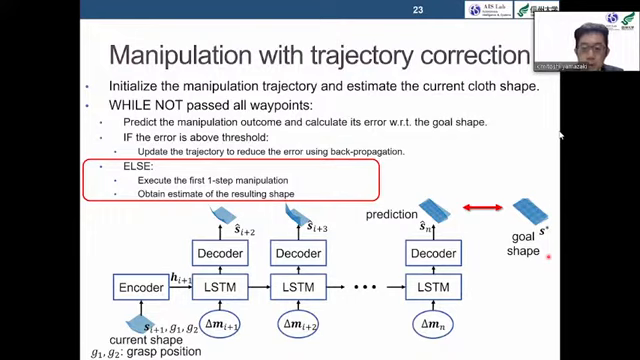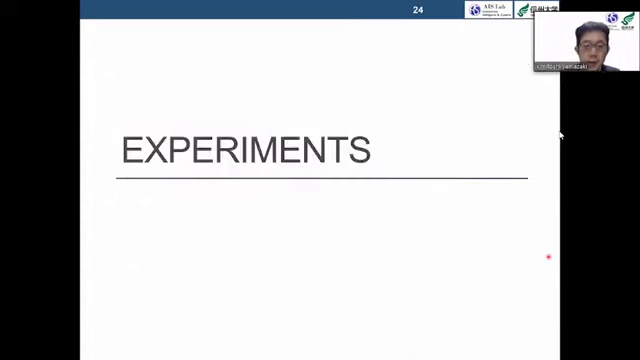These procedures can also be performed during manipulation. In other words, it is possible to correct the trajectory while folding. Okay. Next, I will introduce our experiments.